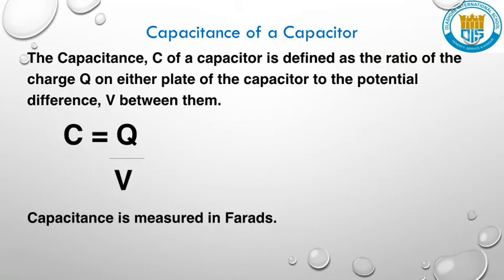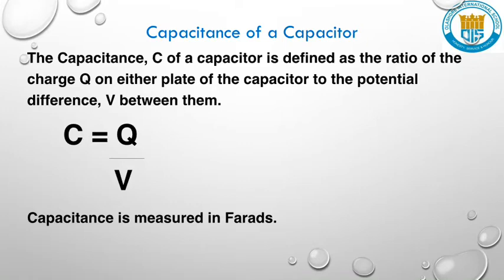What then is the capacitance of a capacitor? This is simply the ratio of the charge on either plate of the capacitor to the potential difference. So in simple terms, we just say that capacitance is the ratio of charge to potential difference. Or if you like, you can say charge per unit volts across the plates. That is the definition for capacitance.